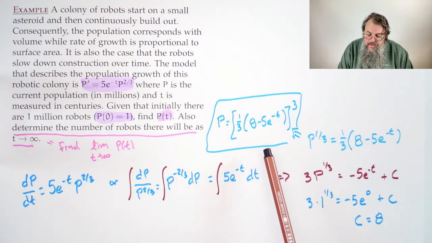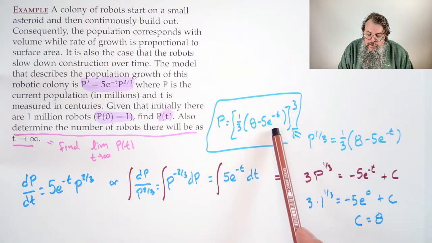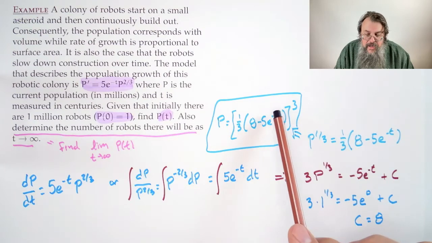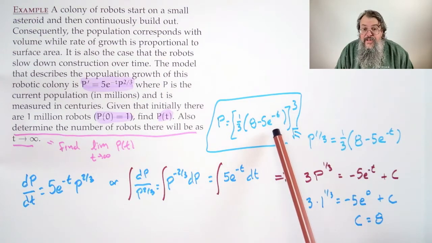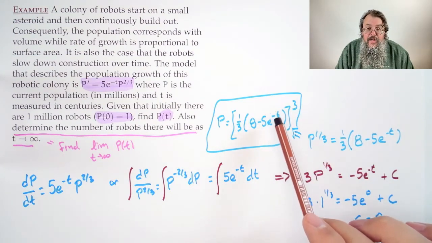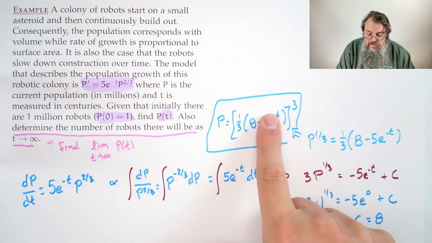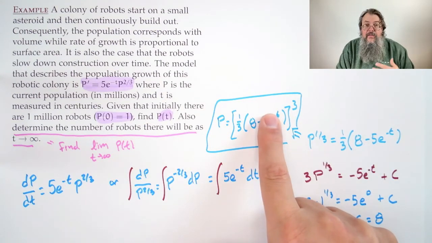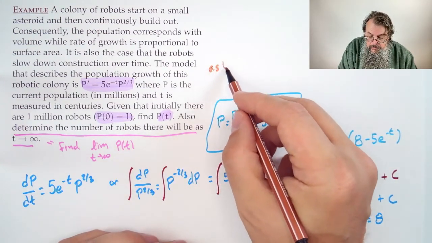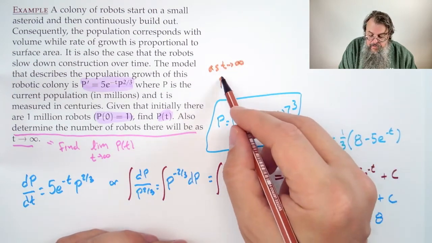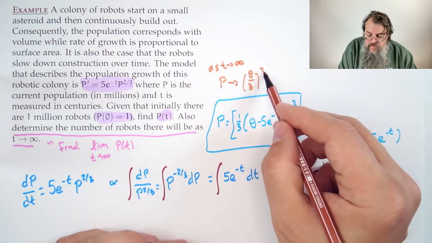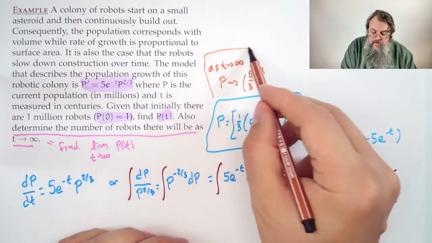Well, let's look at what's happening. So we see there's only one t. It shows up here in this exponent. So as t goes to infinity, we just have to say, what is it doing to this part right here? Well, e to the minus t is going to go to 0. So this part is going to go away. And so as t goes to infinity, the population is going to approach 8/3 cubed. And that's that part.